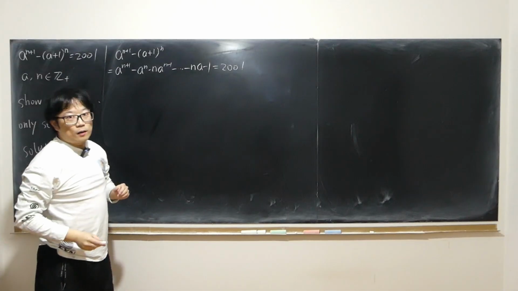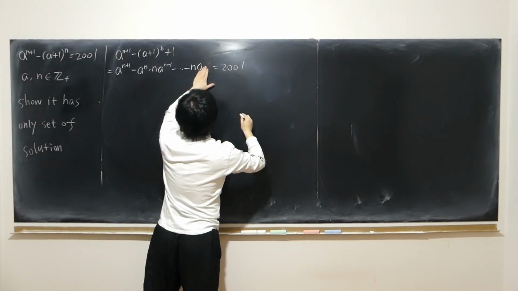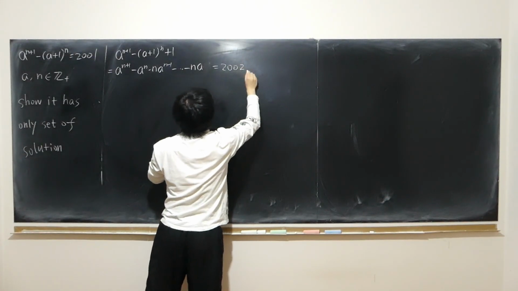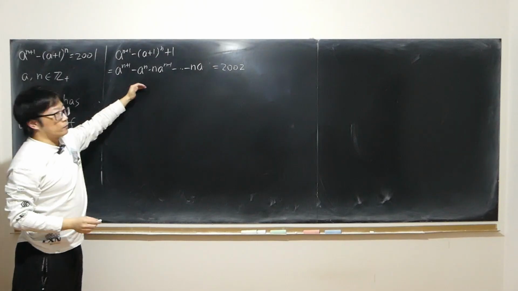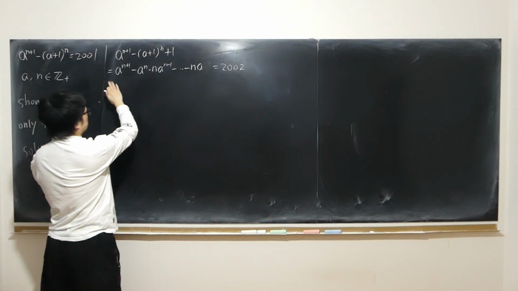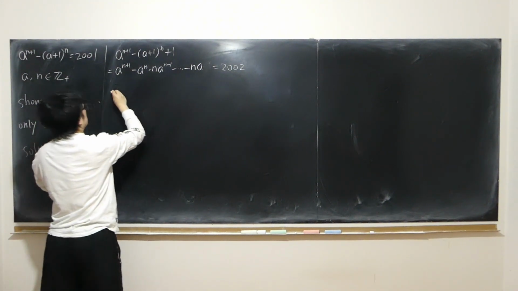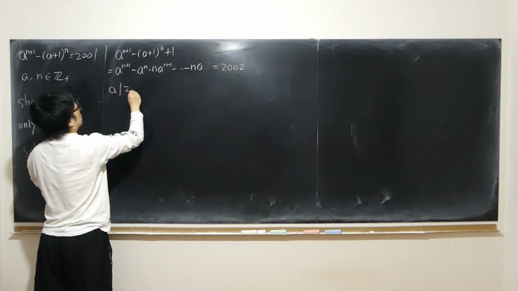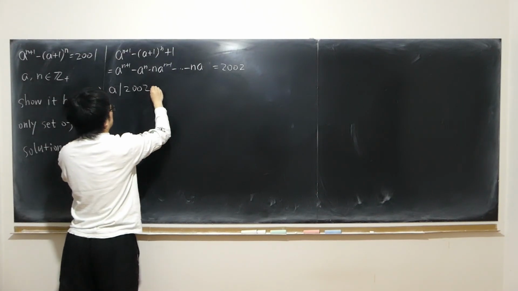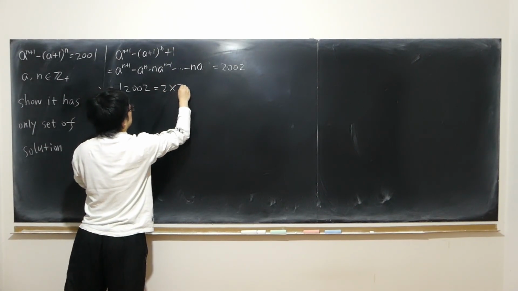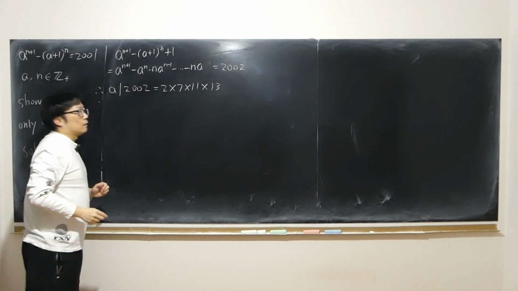Now if I add 1 on both sides, it'll give me 2002. Right? Here every term has a factor of a, which means a divides the left hand side, which is, a divides 2002, which happens to be 2 times 7 times 11 times 13.